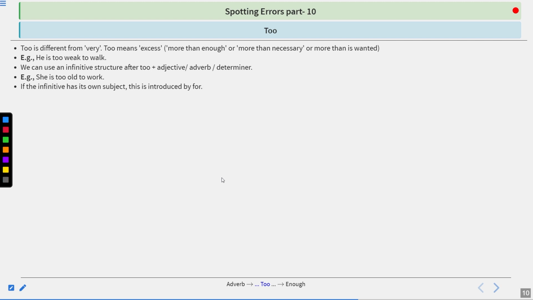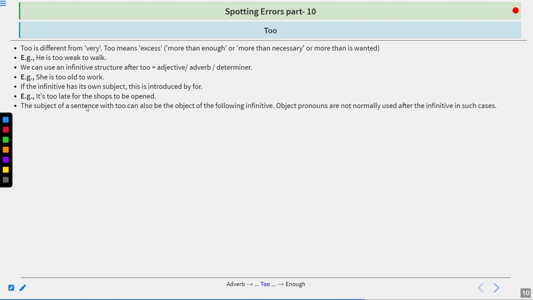If the infinitive has its own subject, this is introduced by for. So if an infinitive has its own subject, it can be introduced by using for. Example, it's too late for the shops to be open. So here, the infinitive to be open, which is in a passive construction, has its subject shops and it is placed with the help of for.